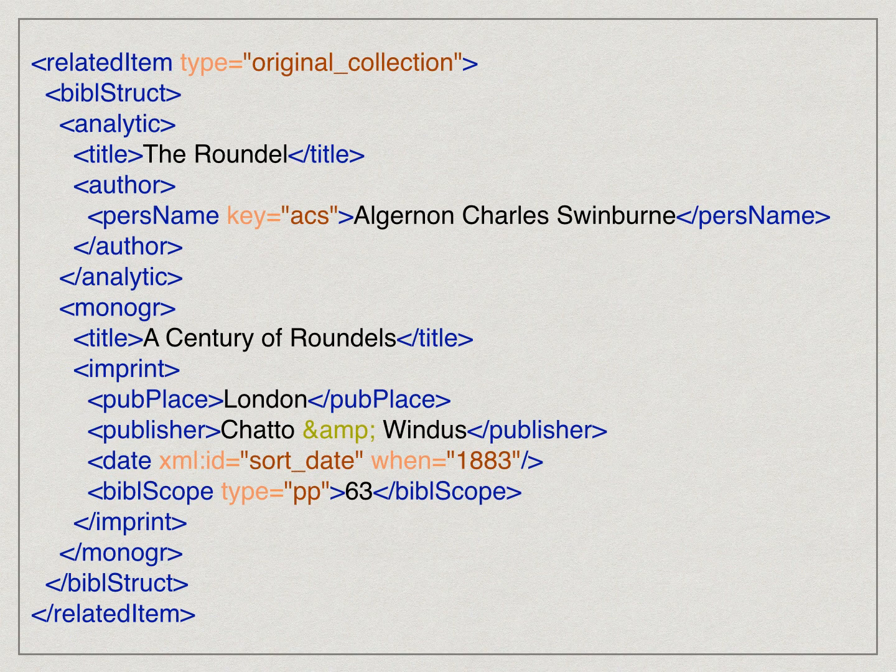Here we zoom in still further to see bibliographic details about the volume in which this poem was originally published in 1883. An XML ID attribute on the date element indicates that this date may be used as a sort date by an application processing this data.